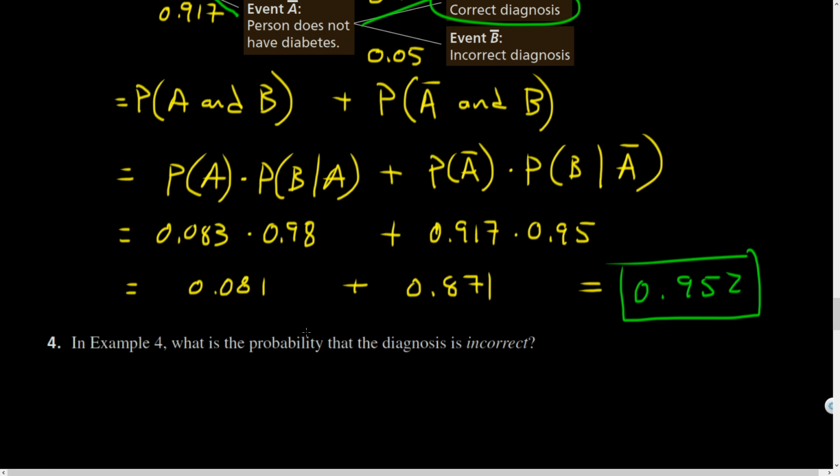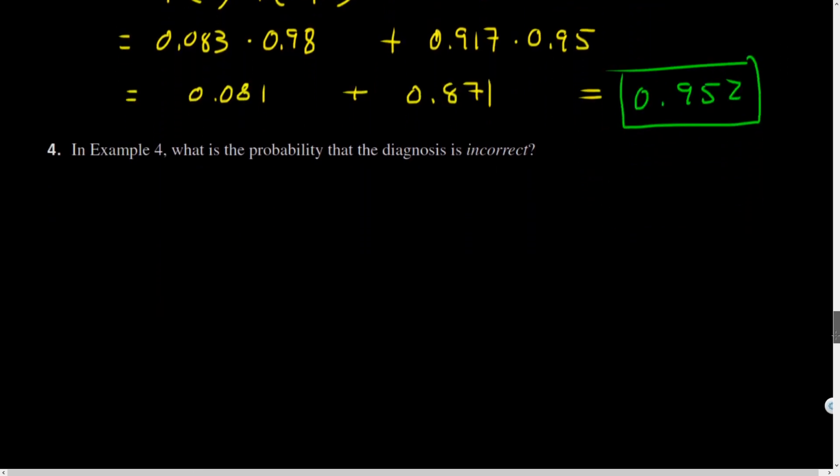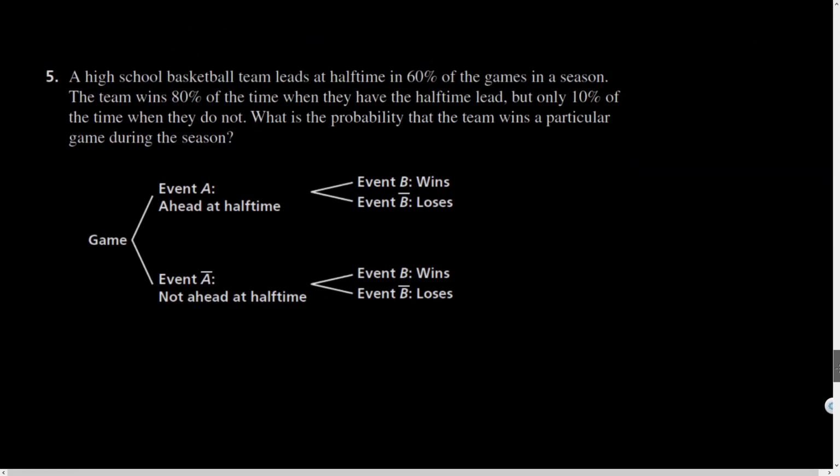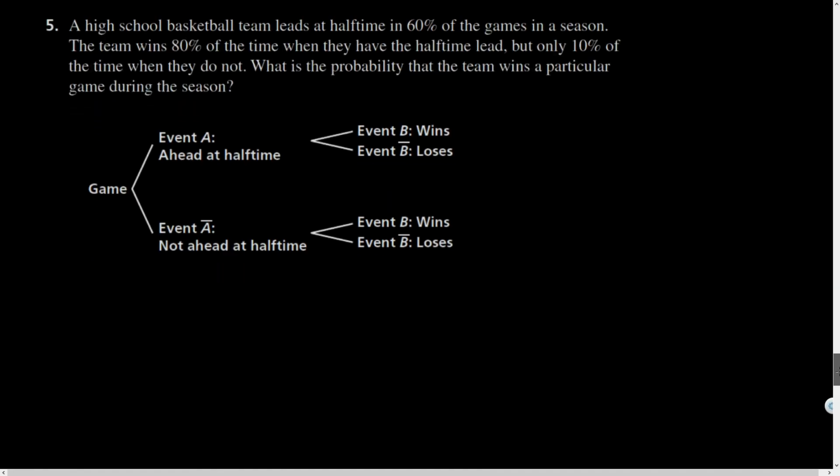What is the probability the diagnosis is incorrect? Well, the easiest way to do that is just do 1 take away that. It's going to be the complement of that event. Although you could have branched through the diagram to be this outcome and this outcome, but those are perfect complements of each other. So 1 take away. But I think I'll leave you to it.